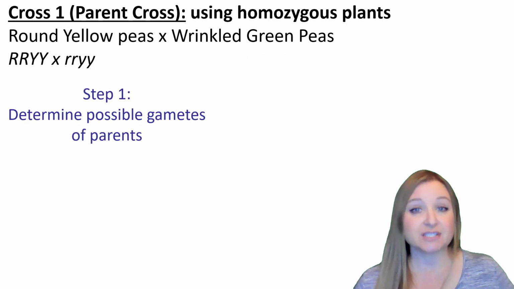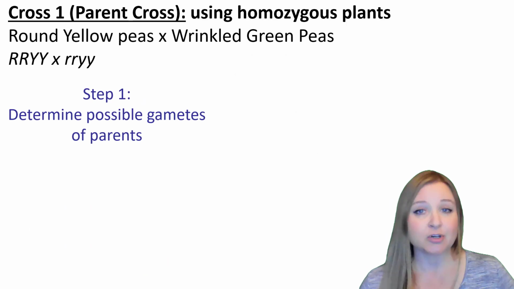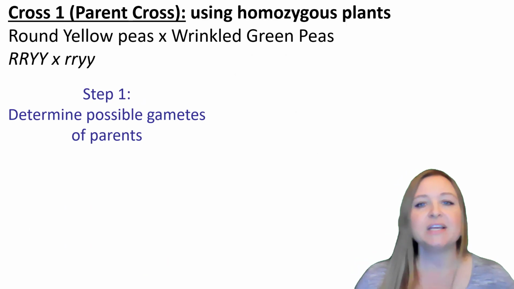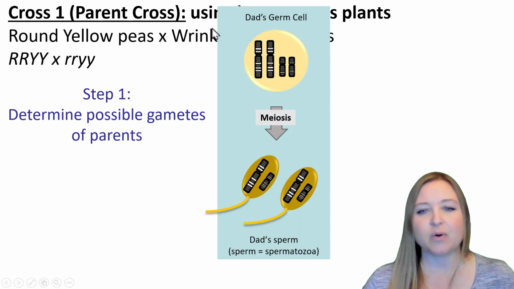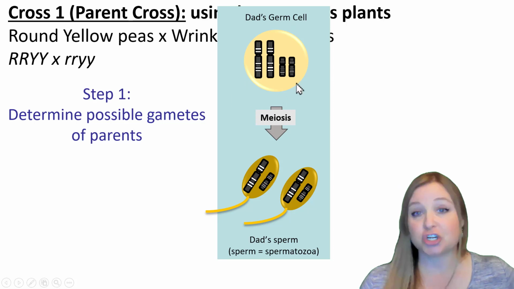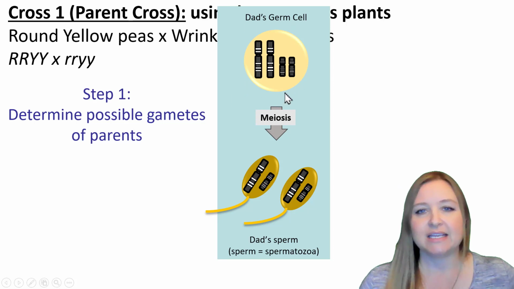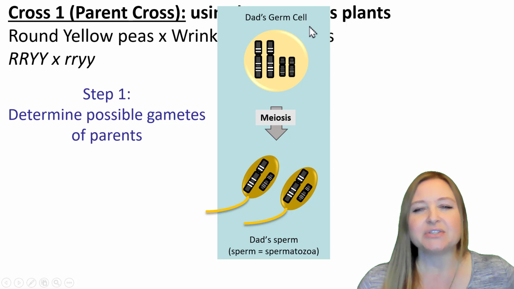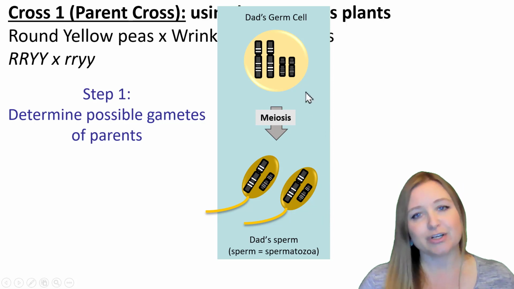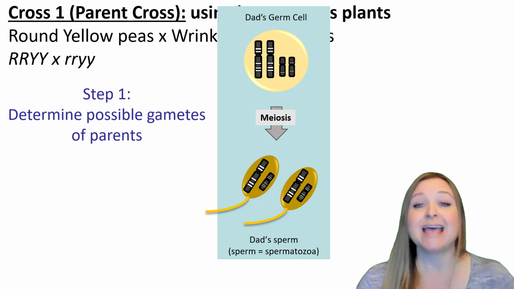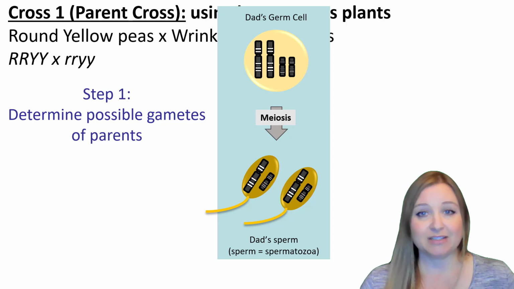Okay, so our first step in doing a dihybrid cross like this and using a Punnett square is to determine the possible gametes of the parents. Now, we just looked at what the parents' genes look like, and this is one of dad's germ cells that's found in the testicles. And so remember, the germ cells are going to go through the process of meiosis to form the sperm in men, or the germ cells found in the ovaries of women are going to go through meiosis to form eggs in females.